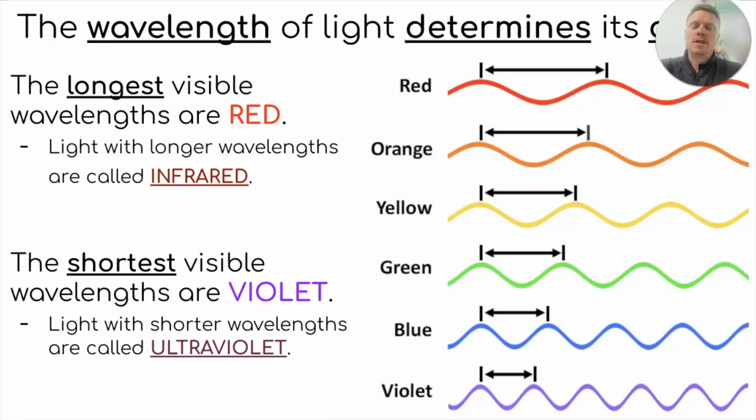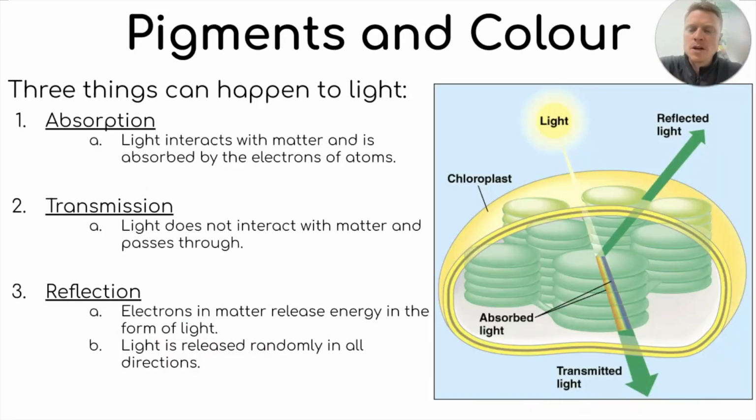The shortest visible waves that we can see are violet or blue, like a really dark blue, and they have the highest energy. Light with shorter wavelengths, called ultraviolet, and the X-rays and the gamma rays have even more energy, higher and higher energy.